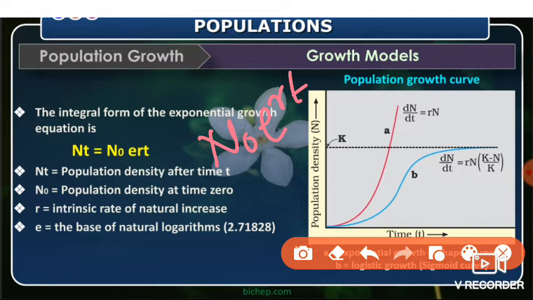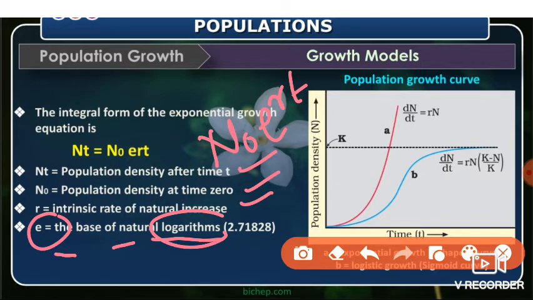Nt indicates the population density after time t, and N naught is the population density at time 0. r is the same intrinsic rate of natural increase, and e is the base of natural logarithms. I think you are familiar with these logarithms from mathematics and physics. The value of e is 2.71828.